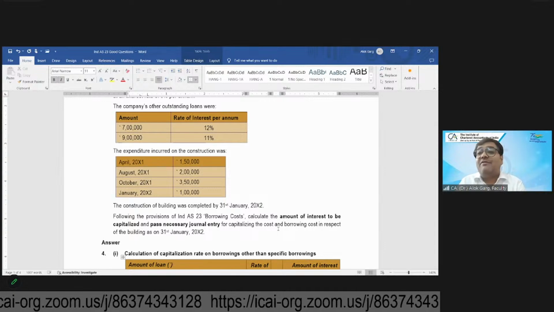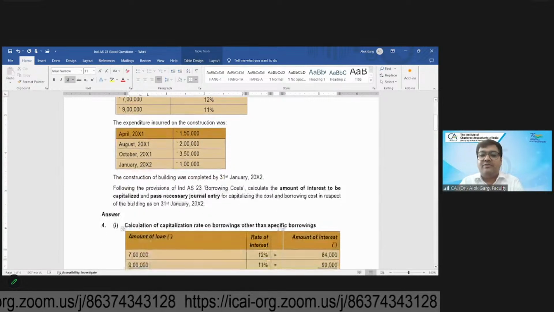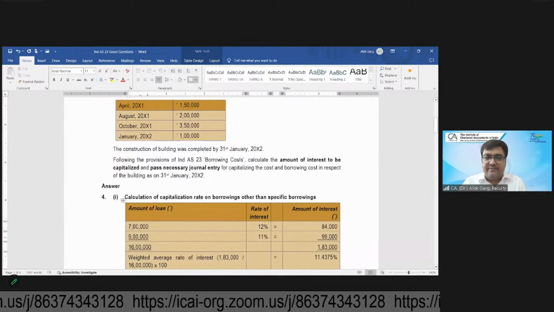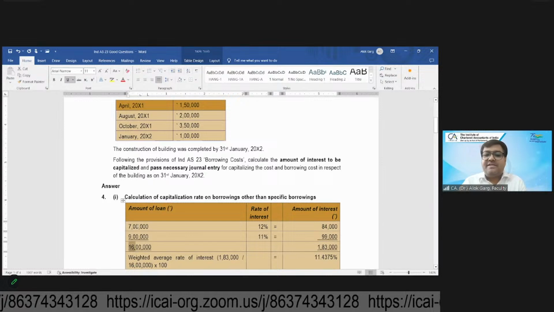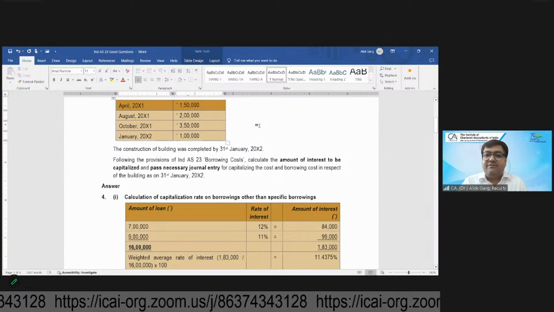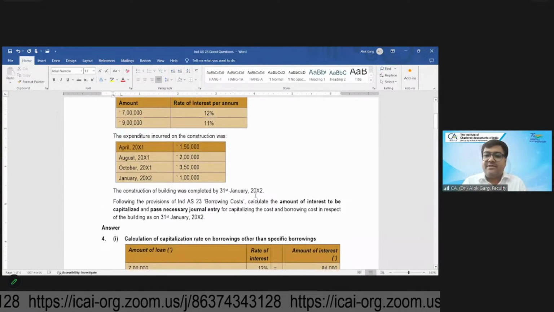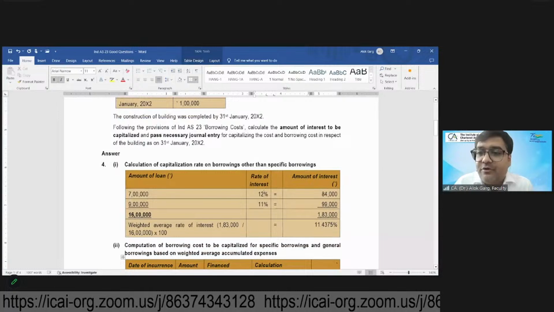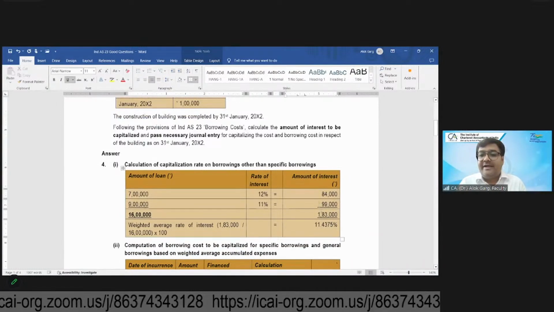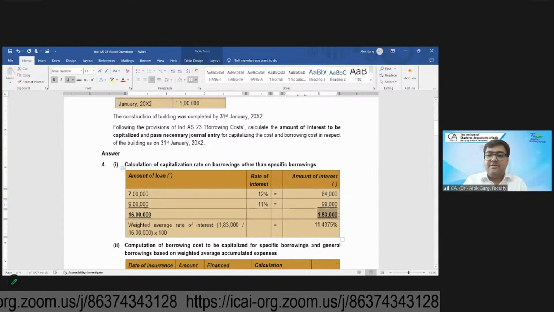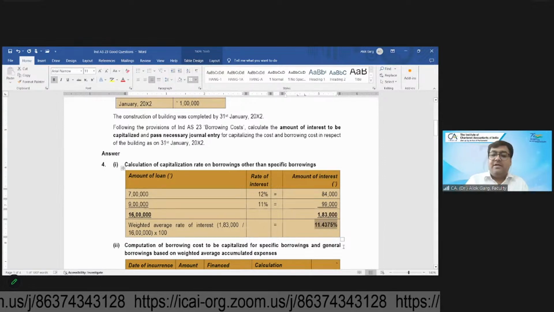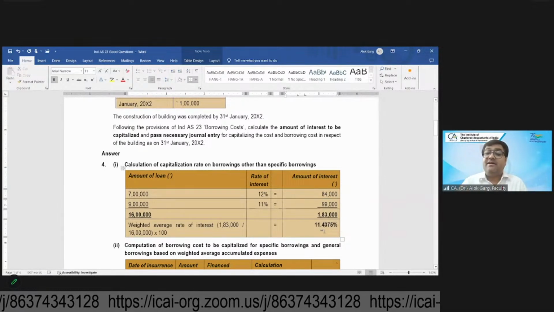But now you need to compute the weighted average rate of general borrowing. How is it computed? 7 lakh rupees is the amount of one loan, and 9 lakh rupees is the other loan. Total loan is 16 lakh rupees. Rate of interest is 12% and 11%, which is given in the question. How will you compute the amount of interest? Principal multiplied by rate of interest: 84,000 and 99,000. The total interest is 1,83,000. 183 divided by 16 lakh will give you the weighted average rate of interest. 11.44% is the weighted average rate of interest.